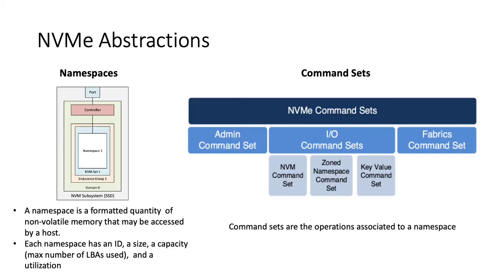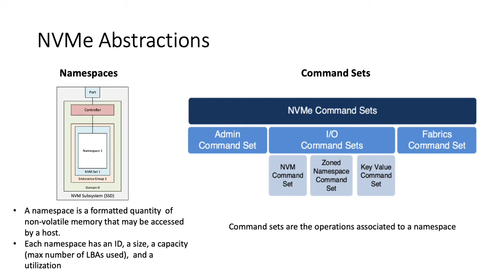So we've talked about the I/O mechanisms in NVMe based on submission and completion queues. Let's now talk about the abstractions. The abstractions are based on two key concepts, the notion of namespace and the notion of command set. A namespace is a quantity of non-volatile memory, so storage, that may be accessed from the host or from another device. Each namespace has an ID, a size, a capacity, and to a namespace is associated a command set.